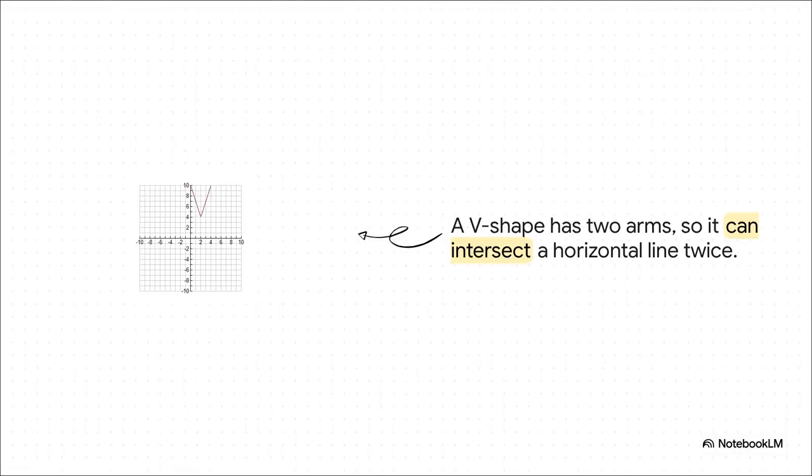And boom, the graph shows us why we get two answers. It isn't some arbitrary math rule. It's because our V-shape literally hits that horizontal line in two different spots. Those points where they cross, those are our solutions. The graph proves the algebra.